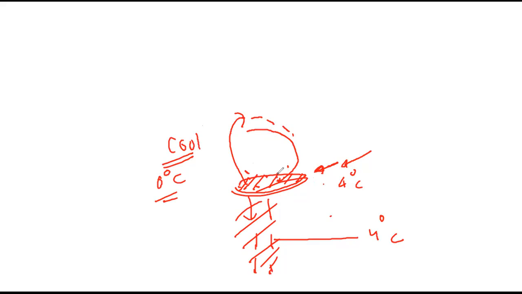Yes, sir. So this is how it works. Till 4 it was falling down. From 4 to 0 it will rise up. So this will cool the whole thing till 0 degree Celsius. But the lower one will remain at 4 degrees, and ice will form at 0 on top.